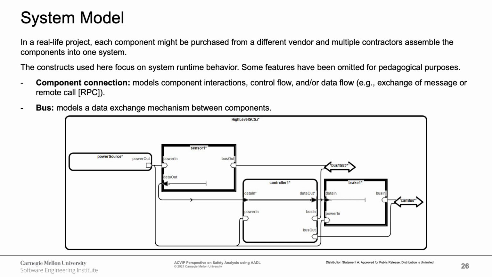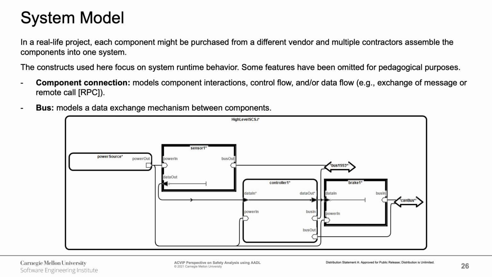The constructs used here focus on system runtime behavior. Some features have been omitted for pedagogical purposes. Symbol control system model consists of 3 main elements: sensor, controller, and brake actuator. Lines between main components represent connections that control data flow, such as exchange messages or remote call RPC. Buses provide a data exchange mechanism between components.